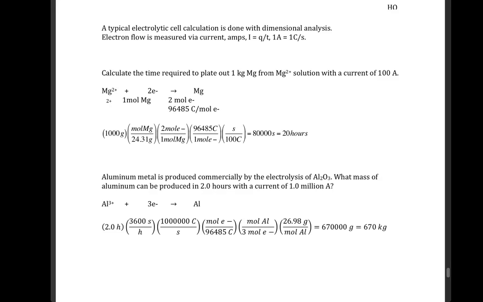Notice we did that all by dimensional analysis, but we had to start with realizing a mole of magnesium corresponds to 2 moles of electrons, because that was key to the conversion between the amount of magnesium we have and the amount of electrons involved. And then we could get into coulombs, and we could use the current to get time. So that would be another good problem for you to look at later.